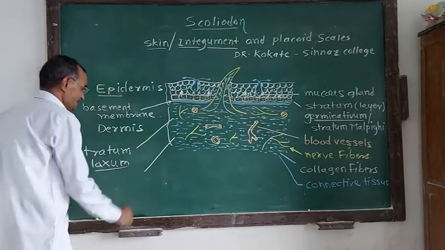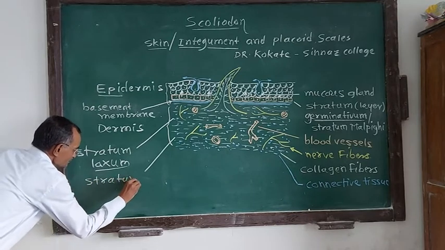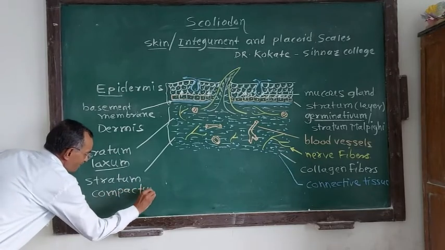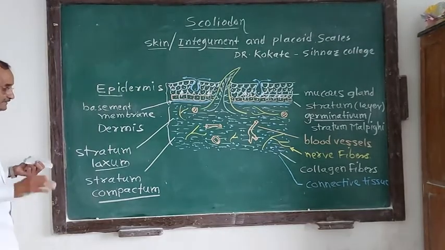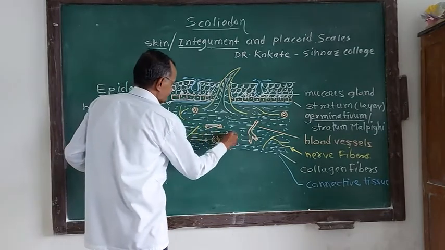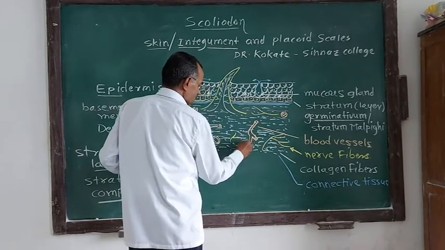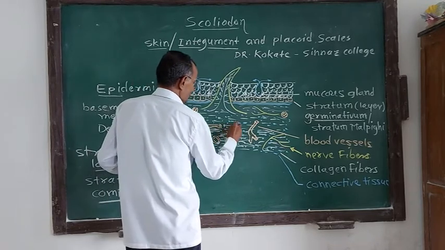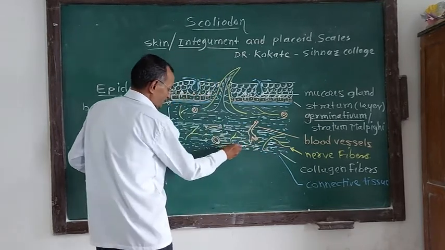And below the stratum laxum, there is the stratum compactum. Now what does it mean? Compactum comes from the Latin word meaning compact. Compactum means compactly arranged. What is compactly arranged? These collagen fibers are compactly arranged in the lowermost region of the dermis. Do you get my point? Are you clear in the diagram?